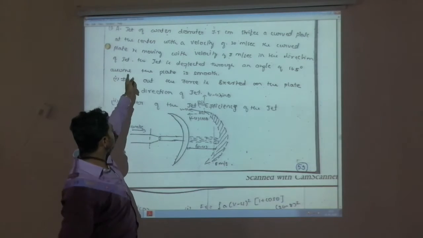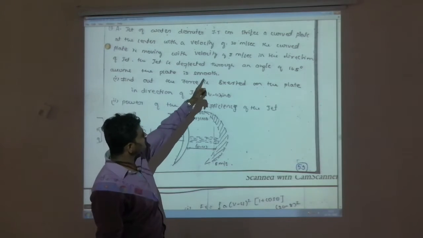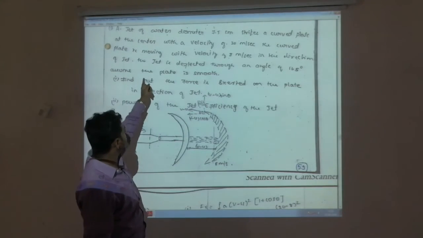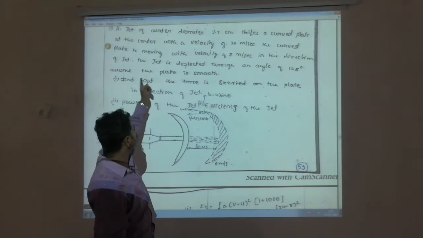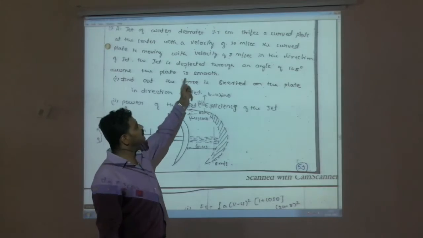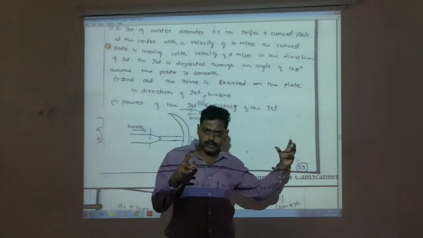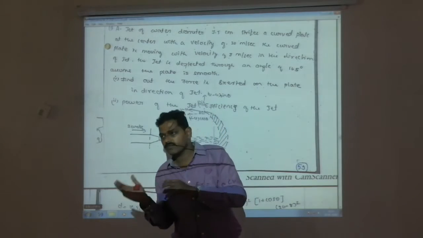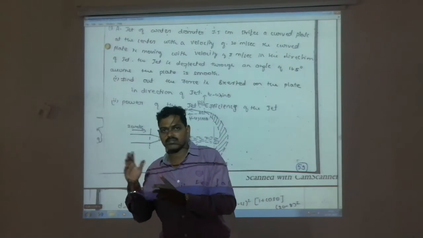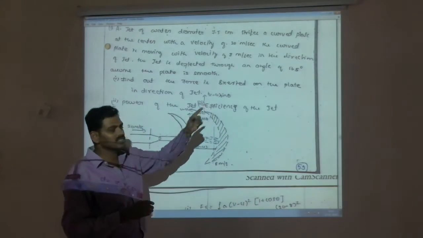So here, one more thing is the jet acting at the center with the velocity of 20 meter per second. The curved plate is moving with the velocity of 8 meter per second in the direction of the jet. The jet is deflected. You should be very careful. There is a deflection. ಅಂದರೆ ಆ ಪ್ಲೇಟ್ ಕರ್ವ್ಡ್ ಪ್ಲೇಟ್ಗೆ ಹೊಡೆದ ತಕ್ಷಣ ಒಂದು ಡಿಫ್ಲೆಕ್ಟ್ ಆಗುತ್ತೆ. ಇಟ್ ವಿಲ್ ಮೂವ್ ಫಾರ್ ಸಮ್ ಡಿಸ್ಟೆನ್ಸ್ ಅಂಡ್ ಇಟ್ ವಿಲ್ ಬಿ ಡಿಫ್ಲೆಕ್ಟೆಡ್. ದಟ್ ಡಿಫ್ಲೆಕ್ಷನ್ ಇಸ್ 165 ಡಿಗ್ರಿ.